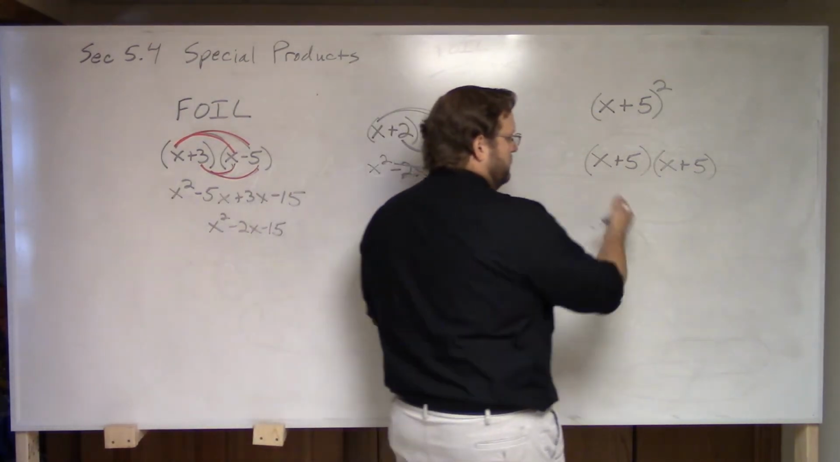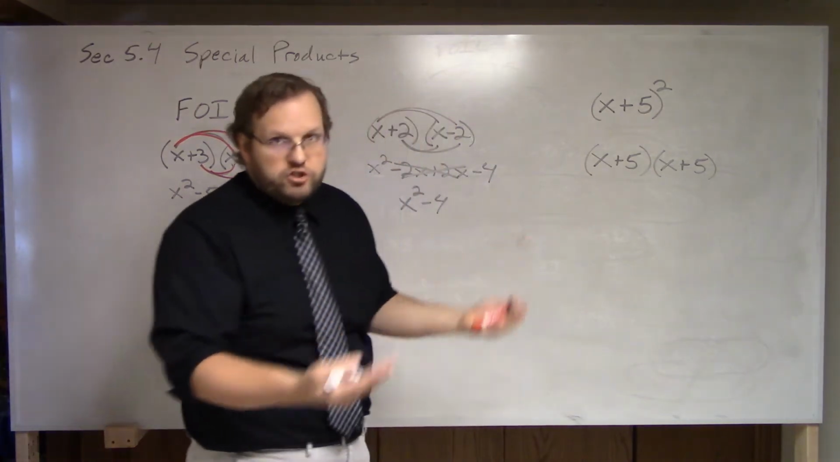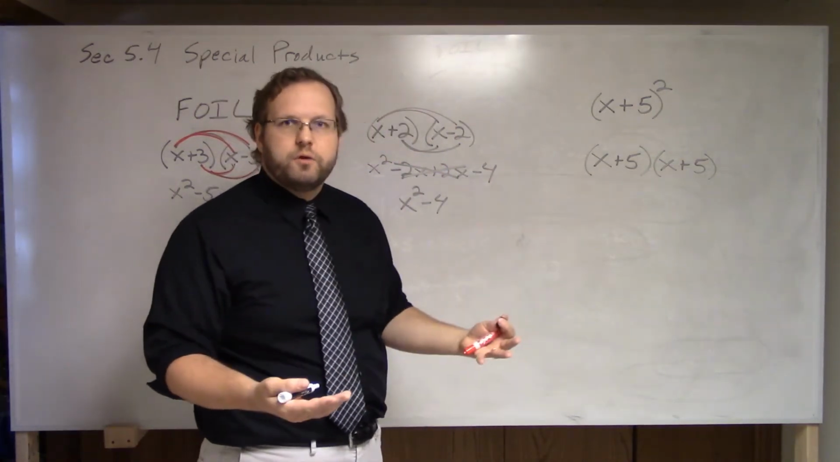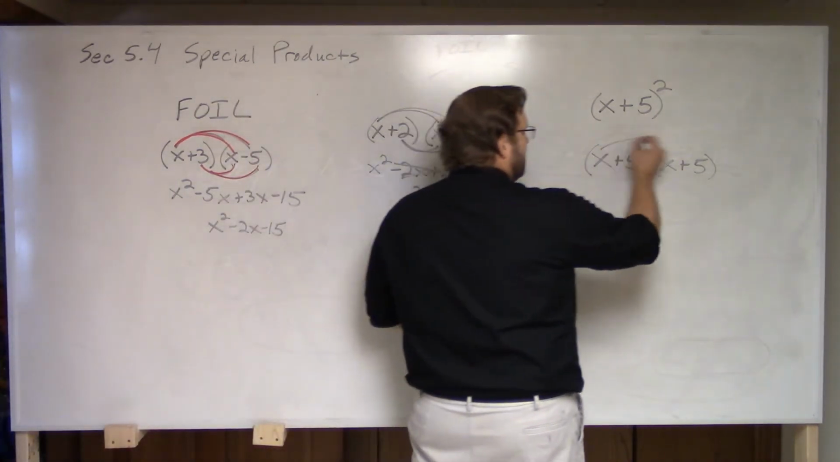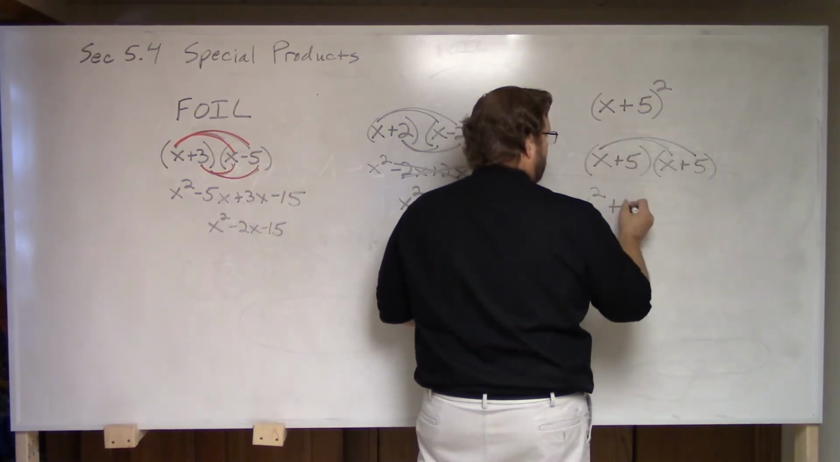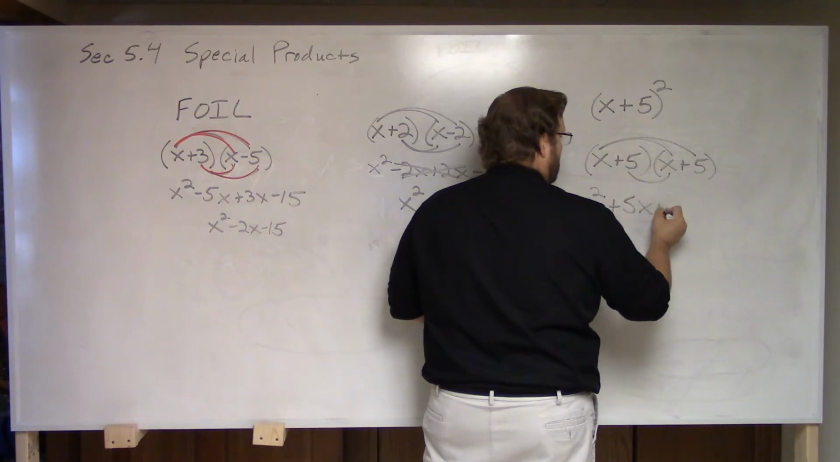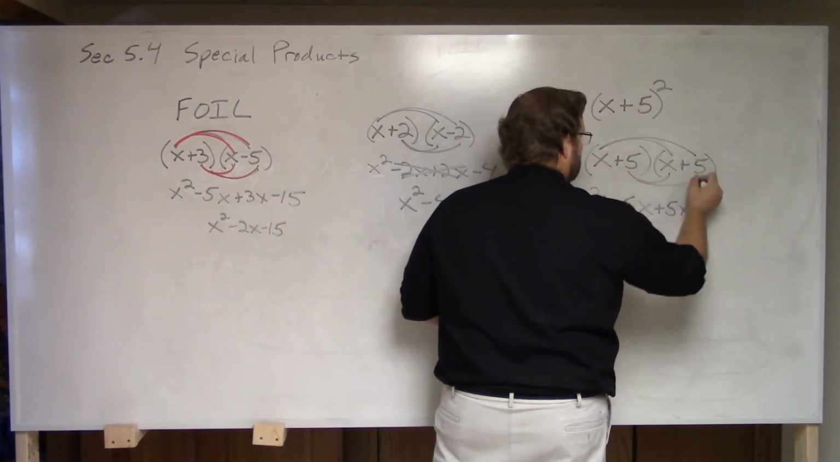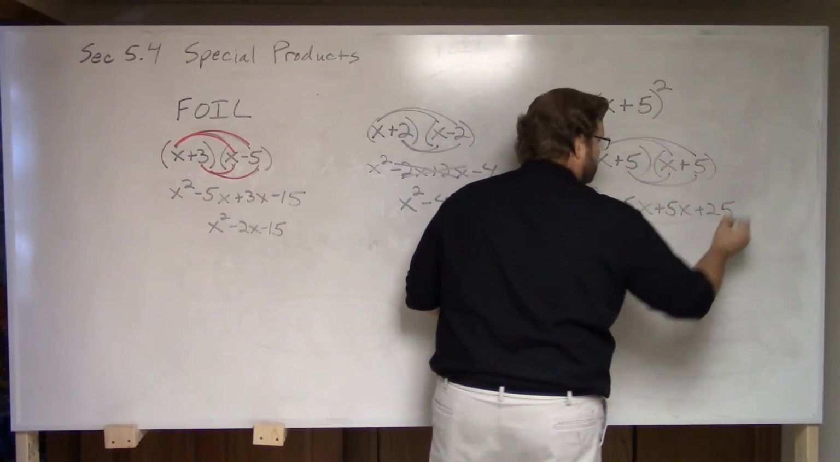Okay? So what we have to do is write it out. When we do that, we can see that we're distributing, or if you want to call it foiling, we're foiling. So what we get is an x squared, a 5x, a 5x, and a 25.